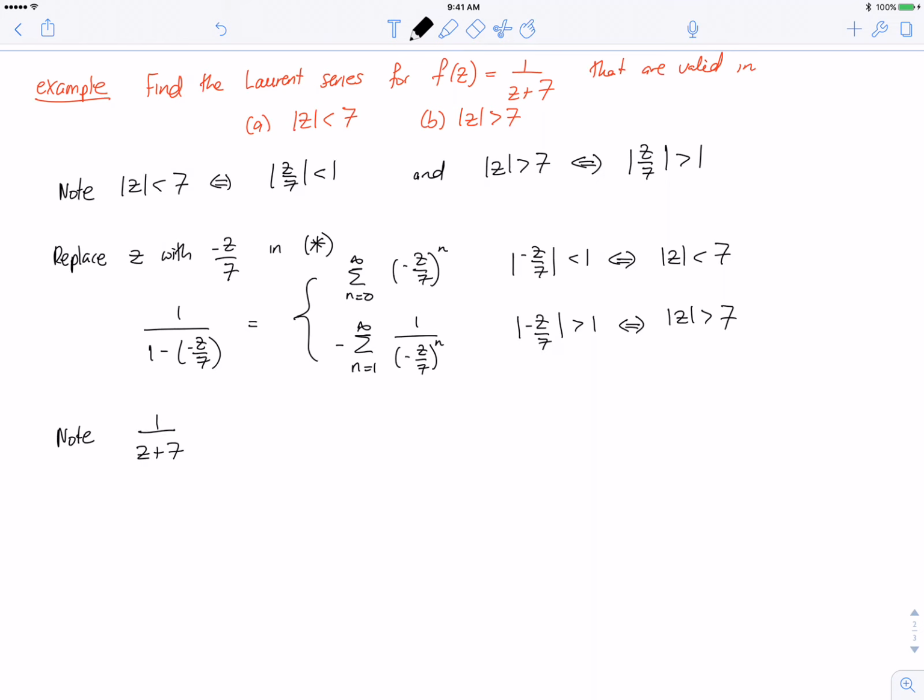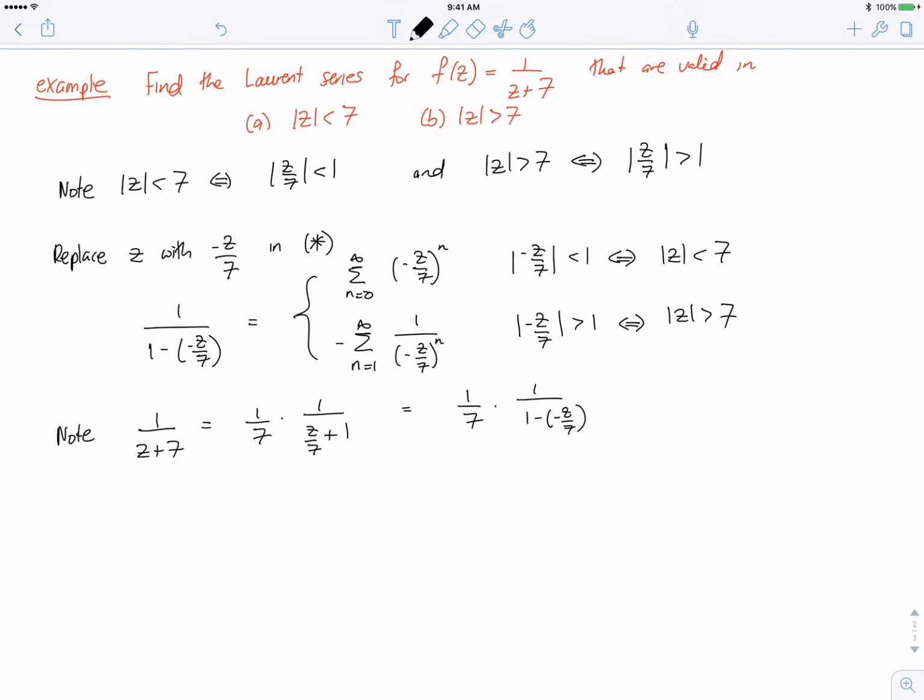Note that 1 over z plus 7, again, if I take a factor of 7 out on the denominator, becomes z on 7 plus 1. And of course, this can just be written as 1 on 7 times 1 minus negative z on 7, because a negative and a negative makes a positive. So all I have to do is rewrite the expression from before and put a 1 on 7 out the front. So it follows that f of z, if I put a 1 on 7 out the front on the top, then I get this.